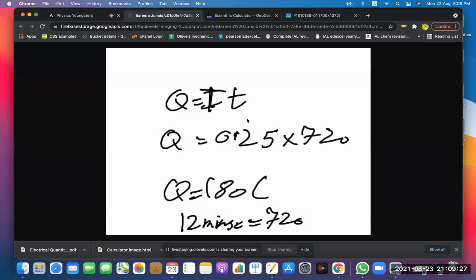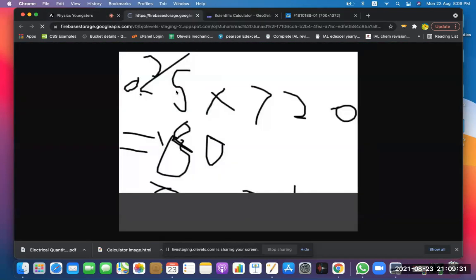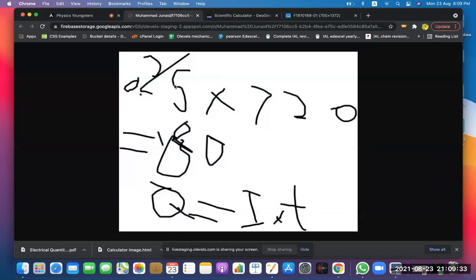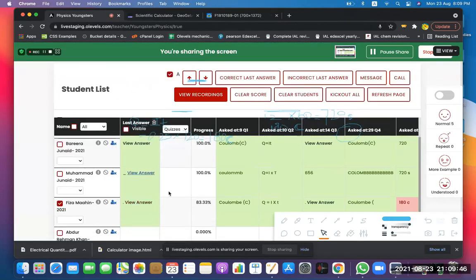Very good, Barira. Your answer is also correct. Now, Muhammad's answer. 0.25 multiplied by 720 is equal to 180. Yes, Muhammad, where's your unit? Muhammad, next time if you do not mention the unit, I will decrease your mark. Okay, Muhammad?